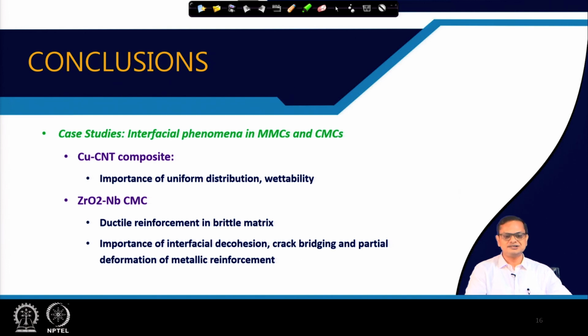So, in this class I have discussed the copper CNT composite and the ZrO2 niobium composite. One is metallic, the other one is ceramic, and in both cases how the processing is playing a role in making the microstructure and ultimately making the interface, and how that is leading to change in their mechanical properties. I think we tried to understand that.